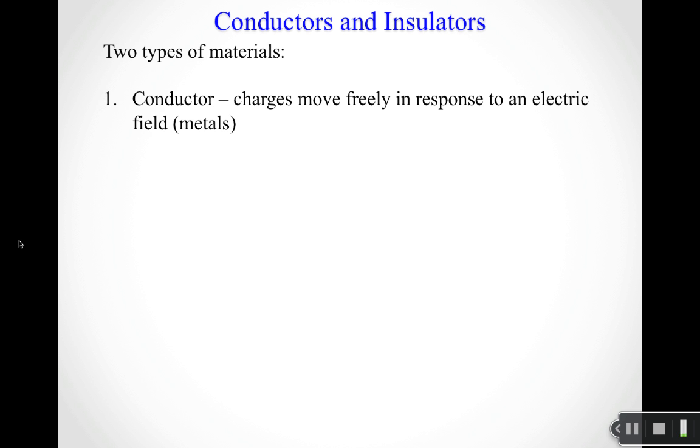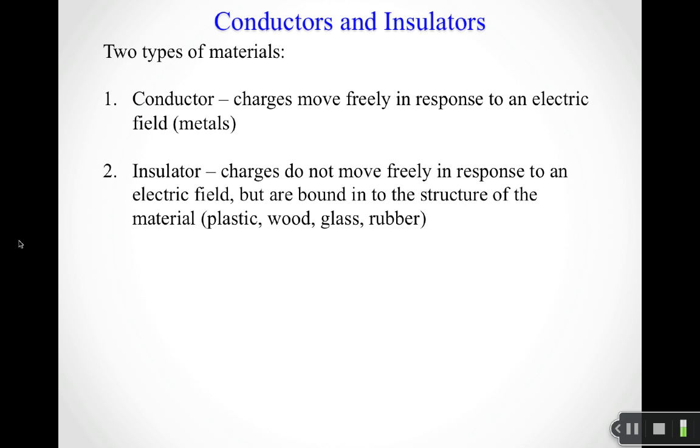The first of which are conductors. And conductors are basically a material where the charges can move freely in response to an electric field. Most conductors are metals. And certainly almost all the conductors that we deal with on a day-to-day basis are metals. The other type of material you can have is an insulator.